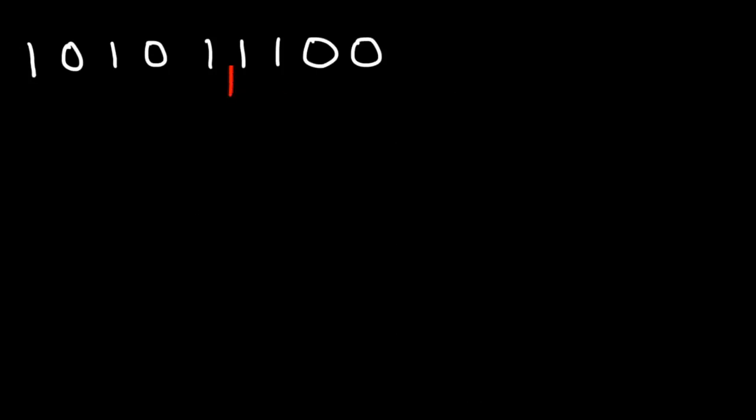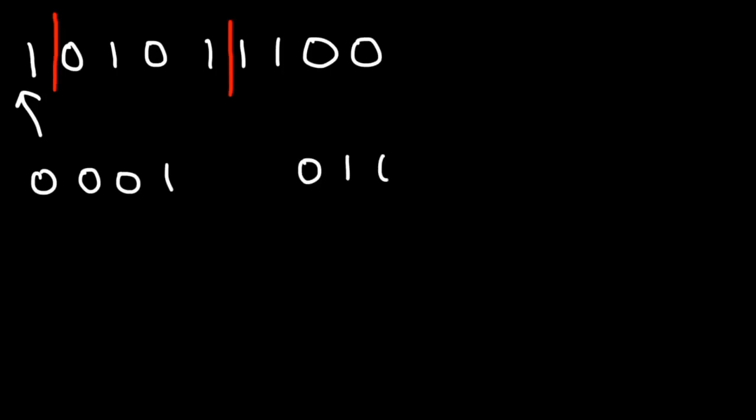And so here we're going to have the first group of 4, and here is the second. Now notice that we don't have a group of 4 on the left. In that case, just add 3 zeros. So we have 0001 for the left side, and then in the middle, 0101, and then on the right side, 1100. Now we're going to convert these binary numbers into decimal numbers.